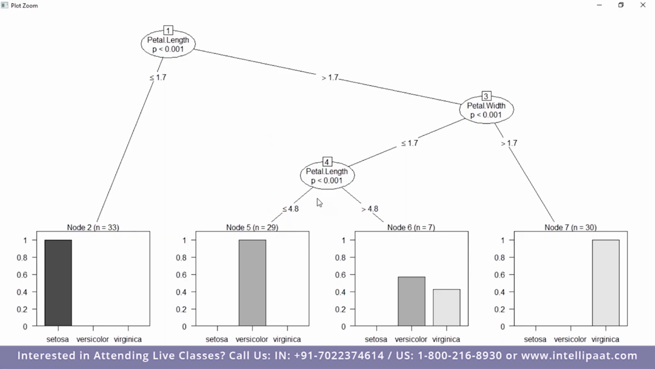And if petal length is less than or equal to 4.8, then we can be almost 100% sure that it's versicolor. On the other hand, if it's greater than 4.8, then there's around 60% probability that it's versicolor and around 40% probability that it's virginica. On the other hand, if petal length is greater than 1.7 and petal width is greater than 1.7, then again we can be almost 100% sure that this flower belongs to virginica.